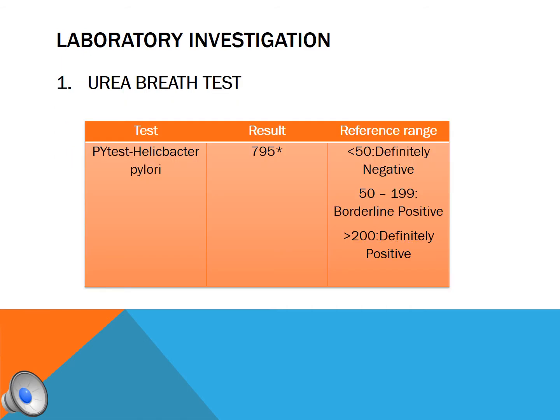First, for laboratory investigation is the urea breath test. How is this test done? First, the patient will swallow a capsule containing urea made from an isotope of carbon, and if H. pylori is present in the stomach, the urea is broken up and turned into carbon dioxide. The sample of exhaled breath is collected and the isotope carbon in the exhaled carbon dioxide will be measured, and this is an example of the result and the reference range.